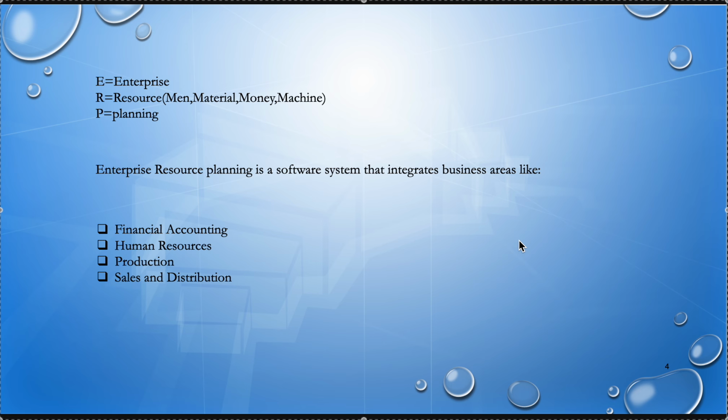So ERP, as you know, is nothing but enterprise resource planning. Enterprise is an organization, and the resources which run an organization are man, material, money, and machine. This is why we use an ERP, to manage all these components effectively across the different areas. And when we talk about the modules, we have financial accounting, human resources, production, sales and distribution modules, etc.